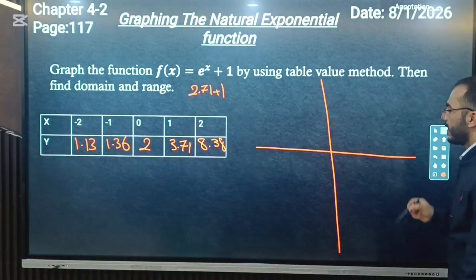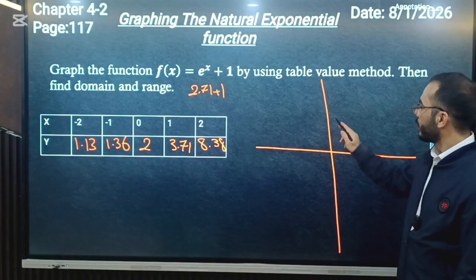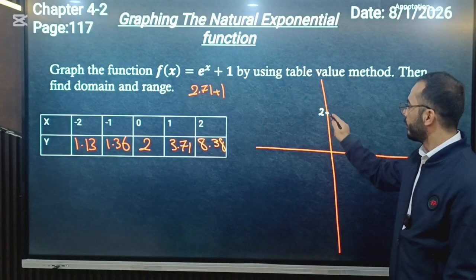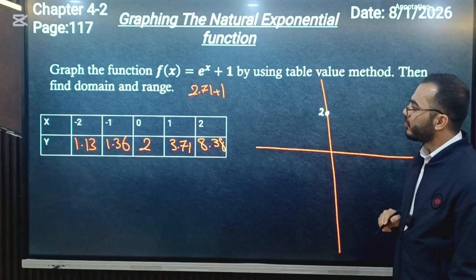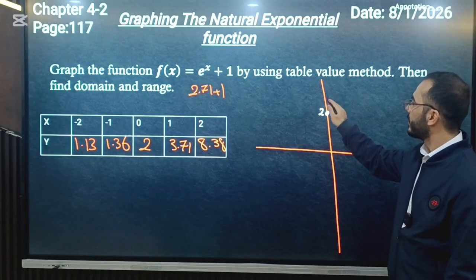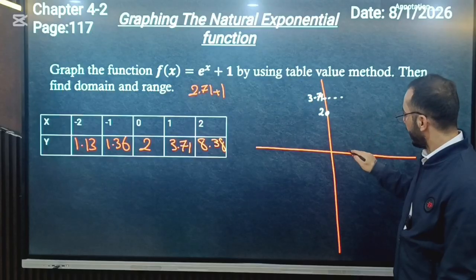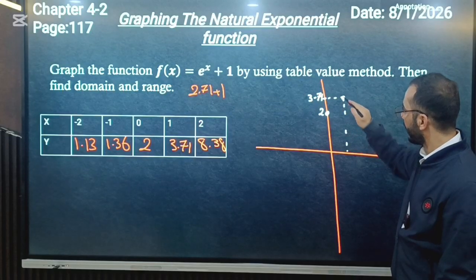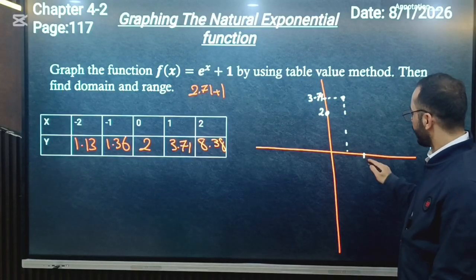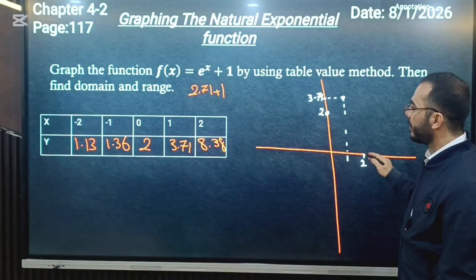Let's plot the points that we have got. At 0, we have got 2. Imagine here is 2. At 1, we have 3.71. Let's imagine here is 3.71. At 2, we have 8.38.